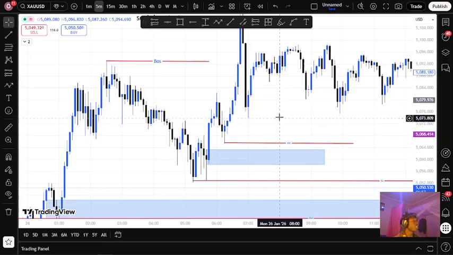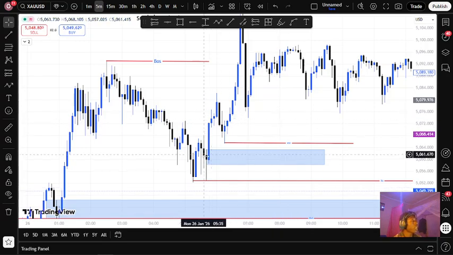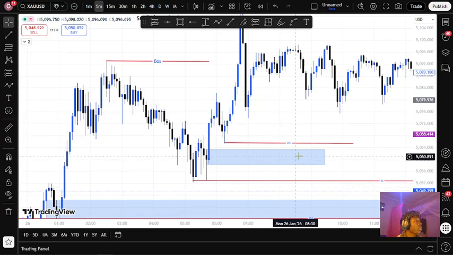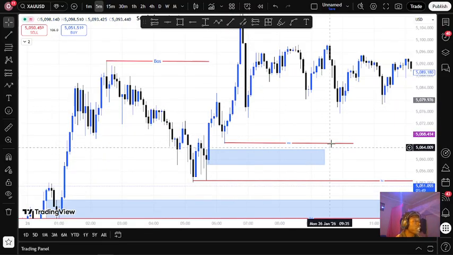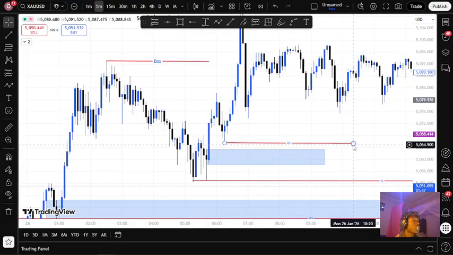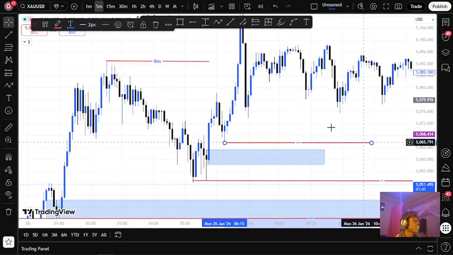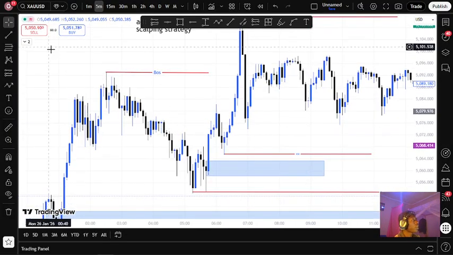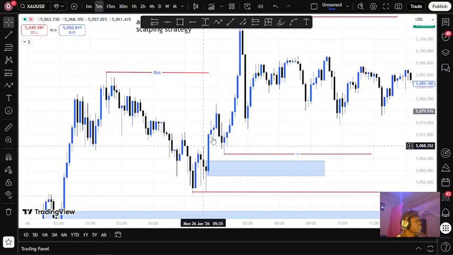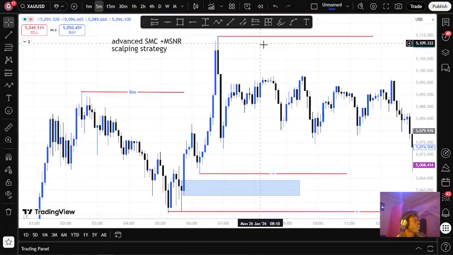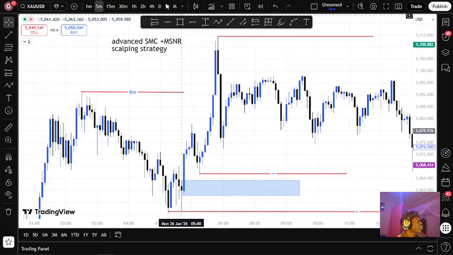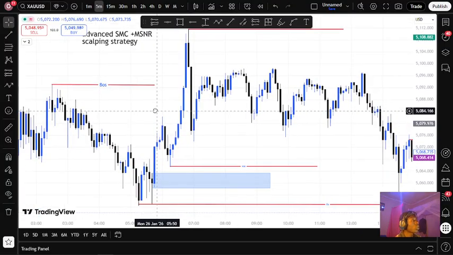Why is this order block so valuable? Because it's not mitigated, as it has the fair value gap here, and also it has liquidity resting at this place. So the break of structure from this order block came back to this area, and then the market crashed. This one is 5 minutes, a scalping strategy on gold.